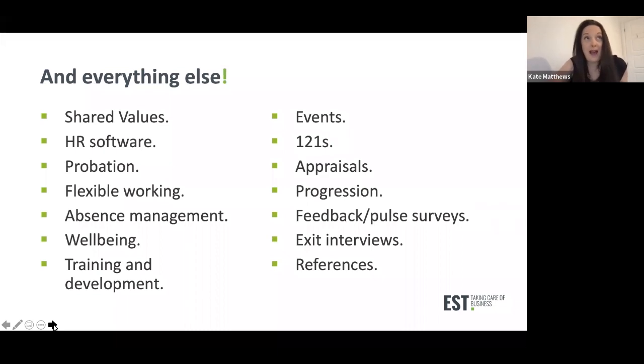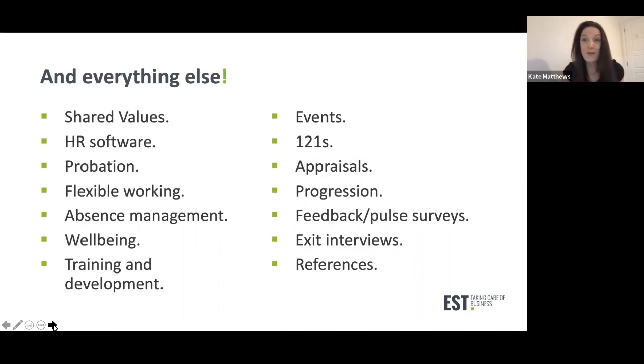If you think about your employee journey from start to finish, hopefully it's going to be a really long relationship. And this "and everything else" list is not exhaustive by any means, but I've put out there all of the extra things to think about if you're going to have employees. So things like shared values. Really great to have shared values in place, and really great if you can include your employees in deciding what those values are.